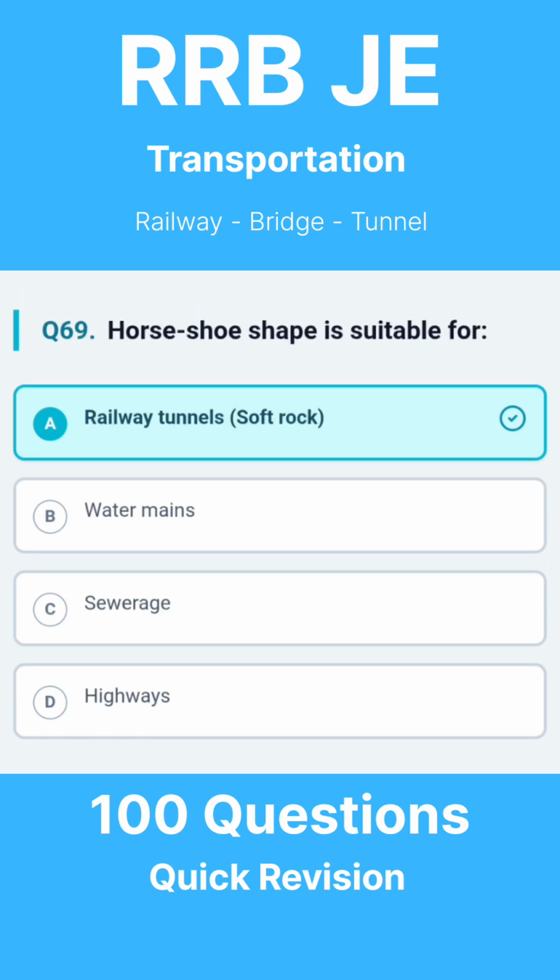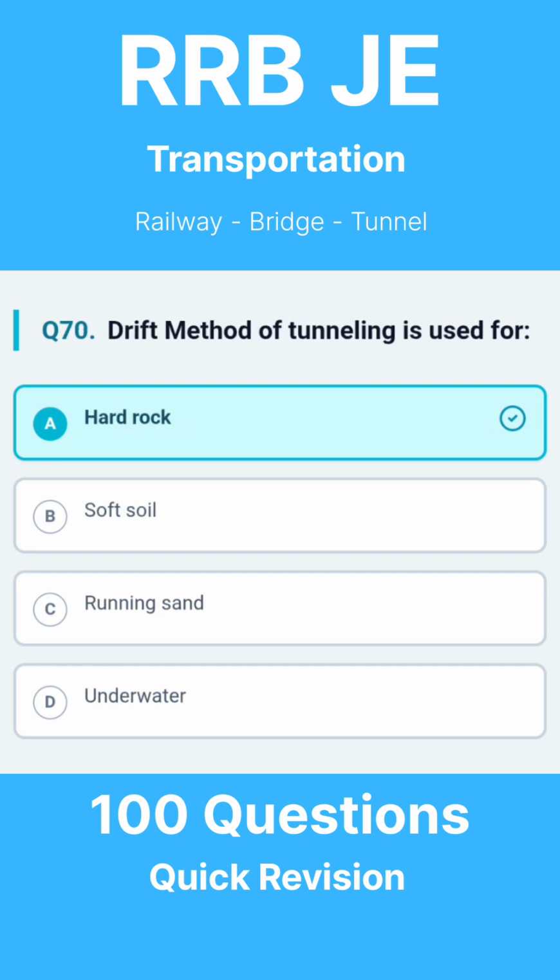Question 69. Horseshoe shape is suitable for? The correct answer is railway tunnels, soft rock. Question 70. Drift method of tunneling is used for? The correct answer is hard rock.